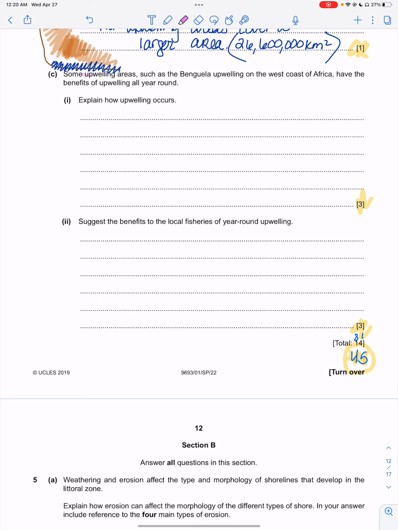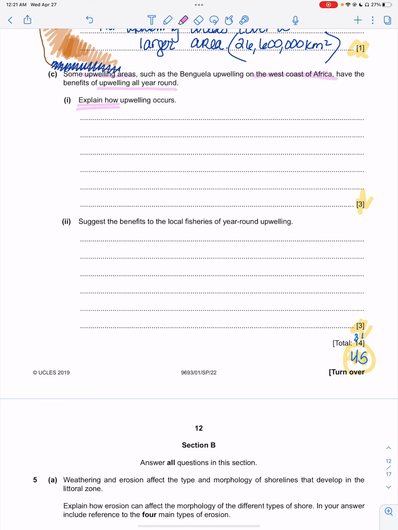Some upwelling areas, such as the Benguela upwelling off the west coast of Africa, and this is actually the area near the Cape, what they call it, Cape Verde coast. Is it Canary Islands? Something like that. This is where all of our hurricanes come from. So the Benguela upwelling off the coast of Africa has the benefits of upwelling all year round.